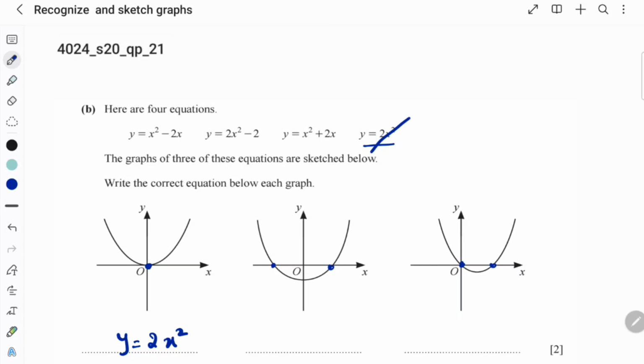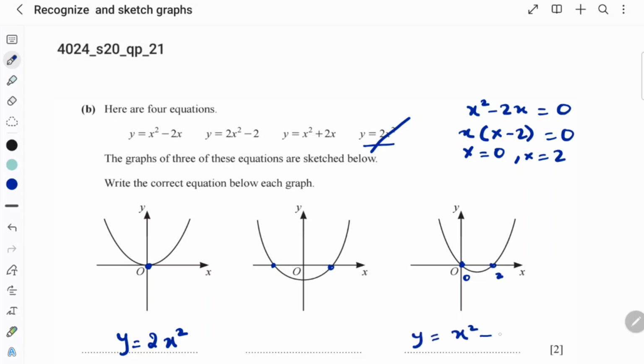Okay, now we are just finding out which one from these three will go with which curve. So for the first one, if I take the equation x square minus 2x equal to 0, then x common, x minus 2 equal to 0. For the x-intercept, you keep y equal to 0, and the x-intercept is the solution of the equation, x equals 0 and x equals 2. It means this will go like 2 and 0. The first one will go with this one, y is equal to x square minus 2x.